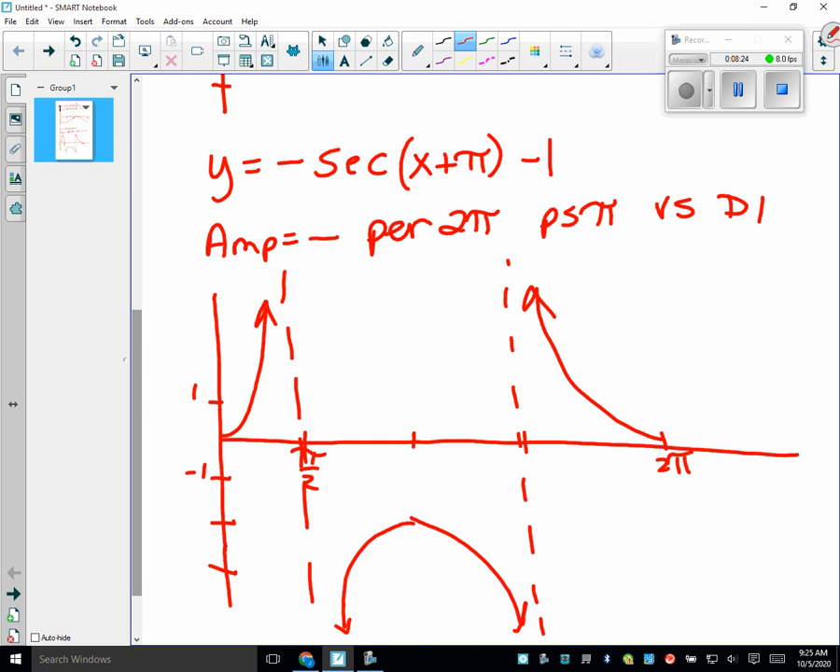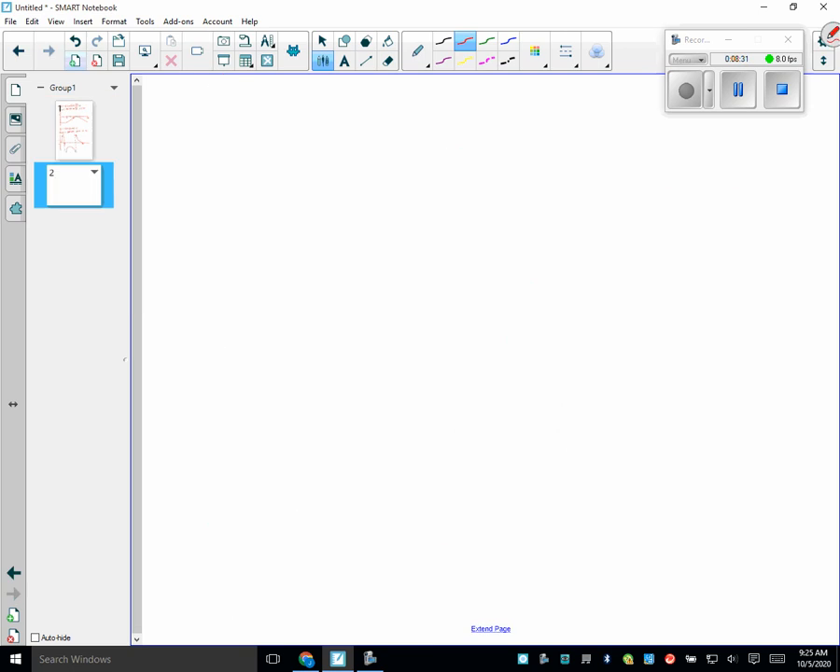Okay, now the test says find the exact values. What does that mean? It means no decimals. It means they have to be in terms of pi or whatever, right? What is this?